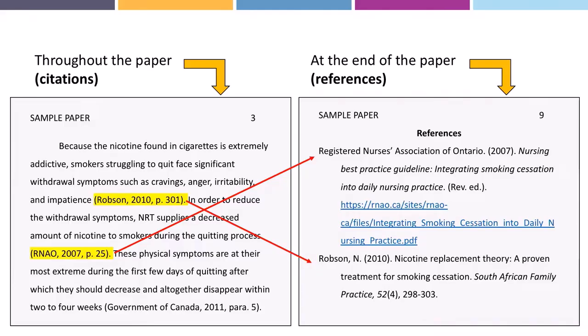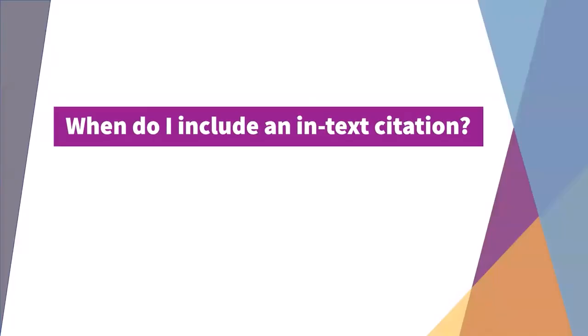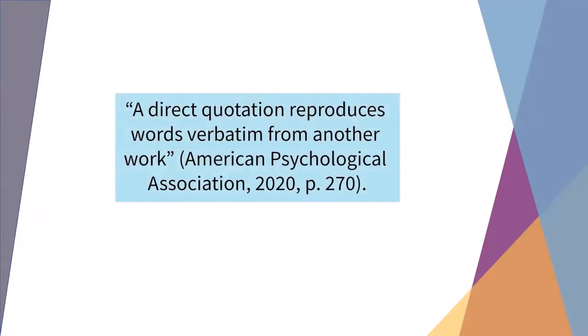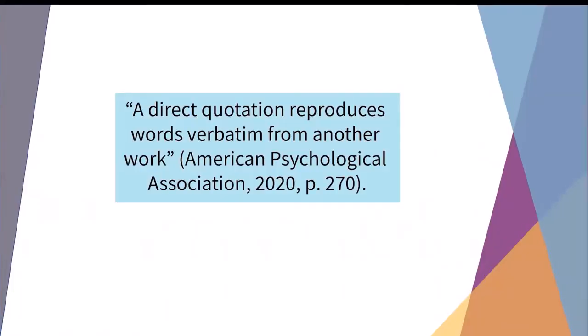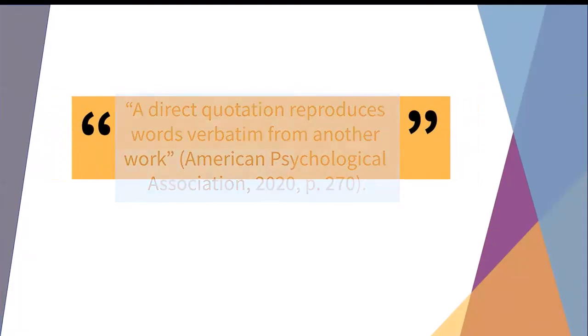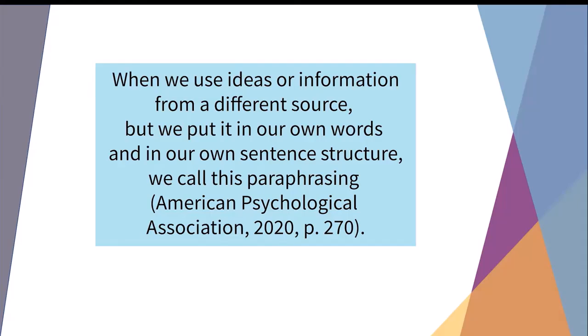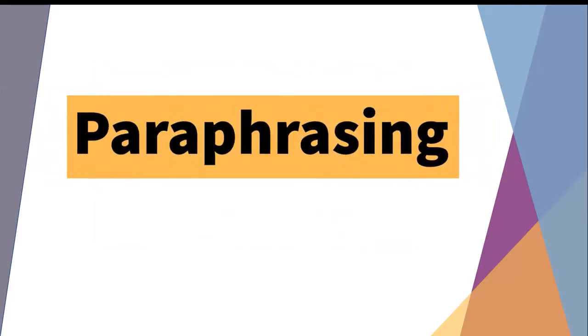For now, let's focus on making sure that we understand exactly when we need an in-text citation. As discussed, in-text citations occur when we borrow words or ideas from a different source. When we borrow words from a different source, we signal this to our readers using quotation marks, and it's called quoting. When we use ideas or information from a different source, but we put it in our own words and in our own sentence structure, we call this paraphrasing.